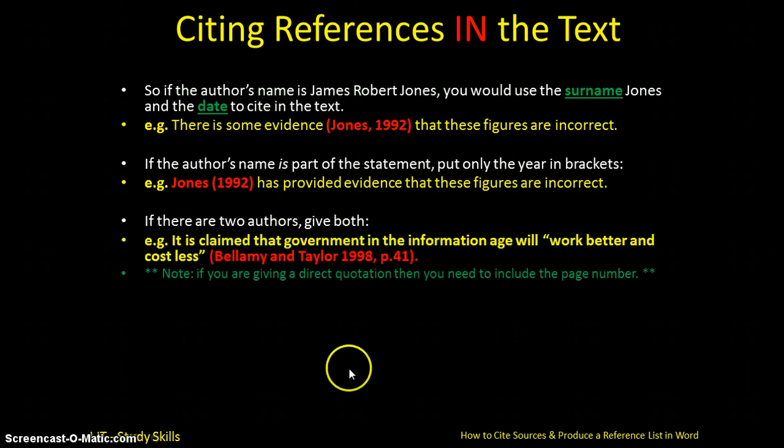If you've got two authors, then you have to acknowledge both of those authors. So it's claimed that government in this information age will work better and cost less, and Bellamy and Taylor did this research. Notice now we've got a page reference here. Because this is a direct quote, work better and cost less, you are supposed to acknowledge the page where you quoted this from their work. So if you're giving a direct quotation, then you need to include the page number. If we'd just paraphrased this and hadn't used speech marks, we wouldn't have to put that page reference in there.